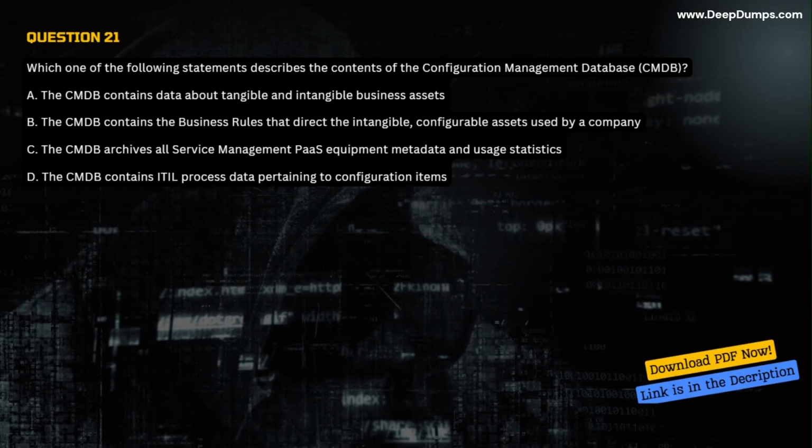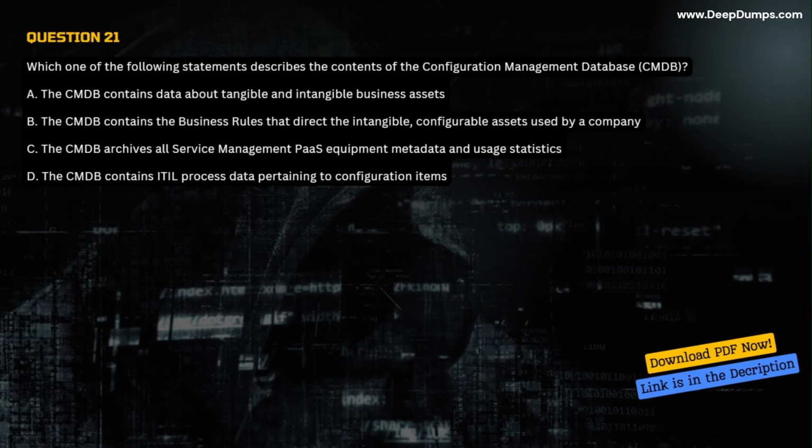Question 21. Which one of the following statements describes the contents of the Configuration Management Database, CMDB? A. The CMDB contains data about tangible and intangible business assets. B. The CMDB contains the business rules that direct the intangible, configurable assets used by a company. C. The CMDB archives all service management past equipment metadata and usage statistics.